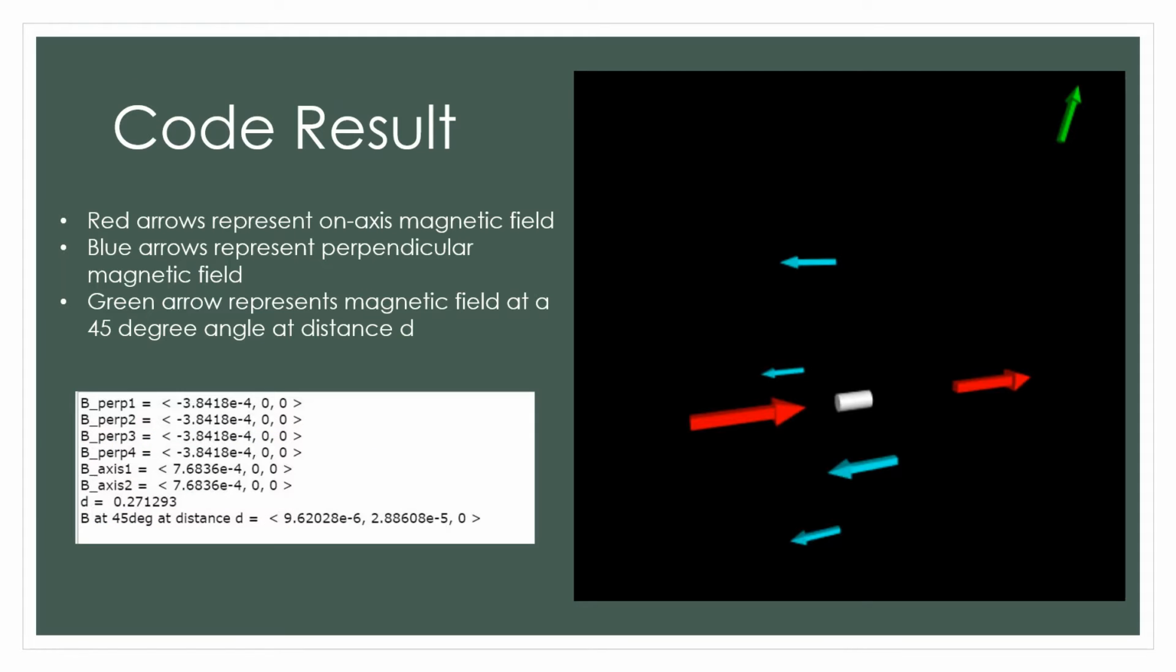In this photo, the 2 red arrows represent the on-axis magnetic fields. The 4 blue arrows represent the perpendicular magnetic fields, and the singular green arrow represents the 45-degree off-axis field. The values in the bottom left show the magnetic fields for the perpendicular on-axis and off-axis observation locations, as well as the magnitude of the distance that the off-axis observation location was at.